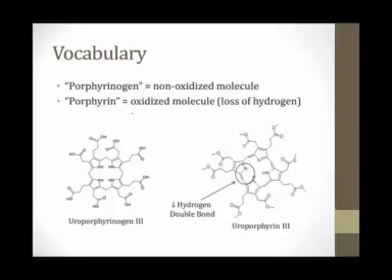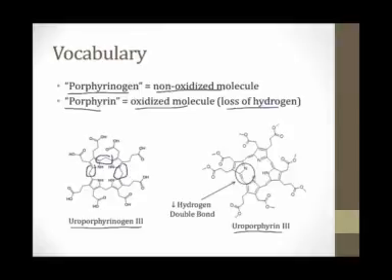Just a little more vocabulary and then we'll return to our discussion of the porphyrias. A porphyrinogen is a non-oxidized molecule. A porphyrin is an oxidized molecule, meaning that it has lost hydrogen. If you look at the bottom left side of the screen, again, I've shown the structure of uroporphyrinogen 3. To convert that to uroporphyrin 3, it must be oxidized. This means it must lose hydrogen. And you can see that there are a series of single bonds here between the rings inside of the molecule. They have now been converted into double bonds in the structure of uroporphyrin 3. That means that oxidation has taken place, and that is the difference between uroporphyrinogen and uroporphyrin.